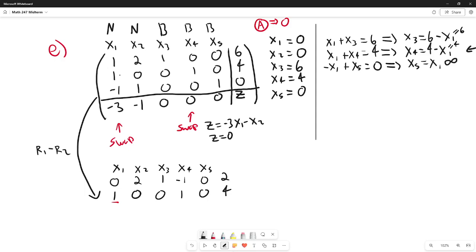Additionally, we want to turn this negative 1 into a 0, so we're going to do R3, which indicates row 3, R3 plus R2. So we're going to have negative 1 plus 1, that's 0. 1 plus 0, that's 1. 0 plus 0, that's 0. 0 plus 1, that's 1. 1 plus 0, that's 1. And 0 plus 4, that's 4.